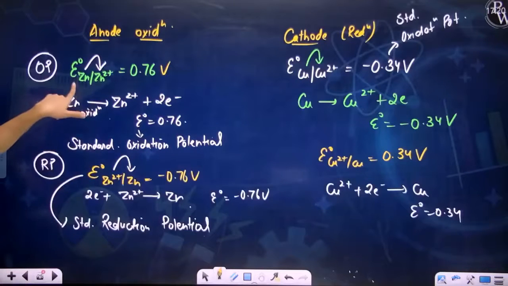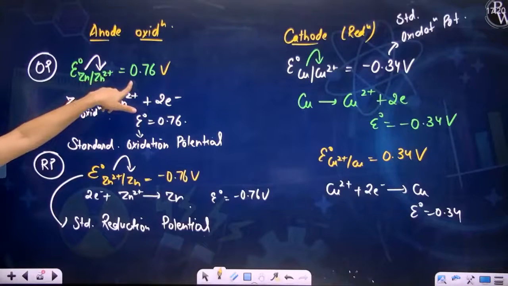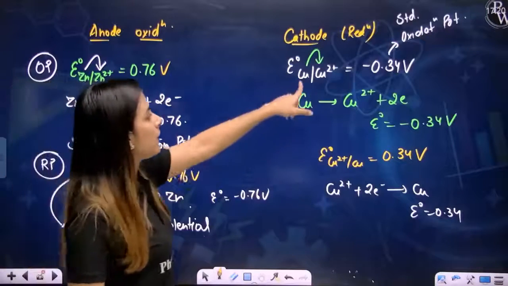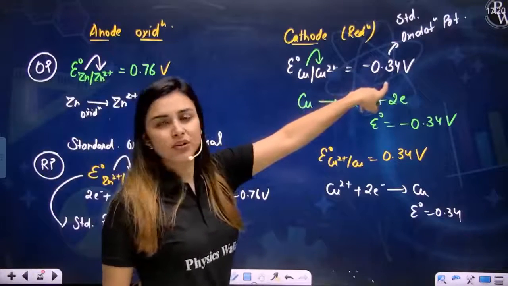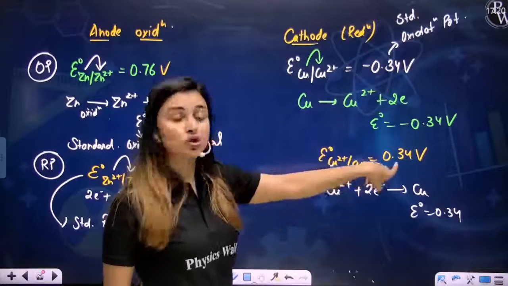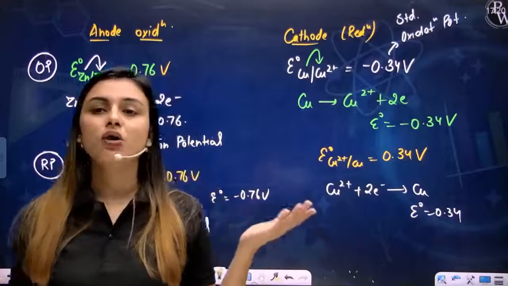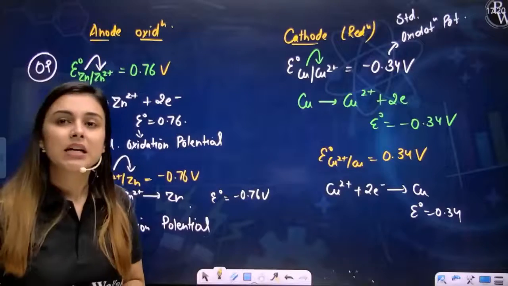Just see, if oxidation potential was 0.76, then reduction potential is minus 0.76. Here oxidation potential was minus 0.34. It doesn't want to get oxidized, but it wants to get reduced. It is plus 0.34 volts. This is how oxidation and reduction potentials are studied.